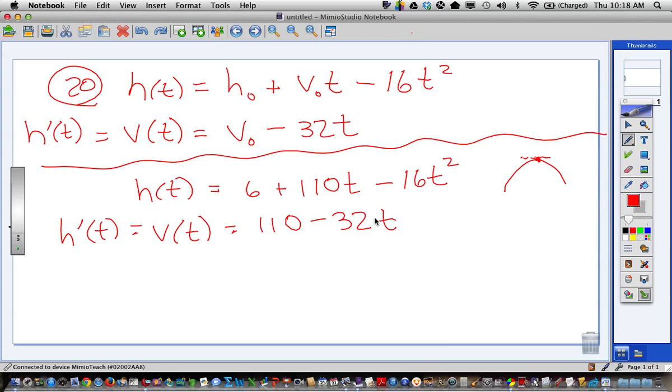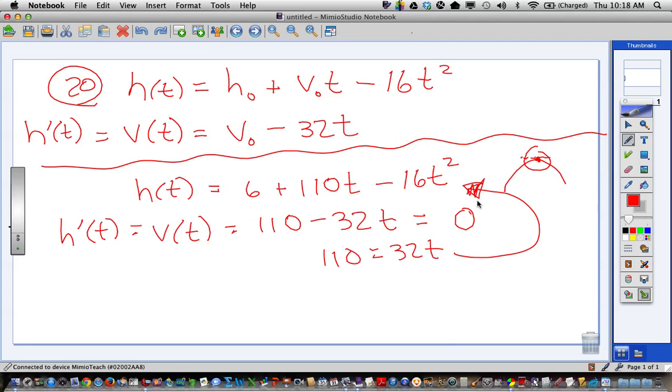So let's say we just had a TI-30 calculator. We did not have a graphing calculator where we could easily graph that parabola. What we could do is we could set this velocity equal to 0, correct? That would give me the time that the velocity is 0. So that's a pretty easy one to solve. We get this, right? So do it for me real quick. What's 110 divided by 32? 3.4 something. And then take that number and plug it right back into the height equation, right?